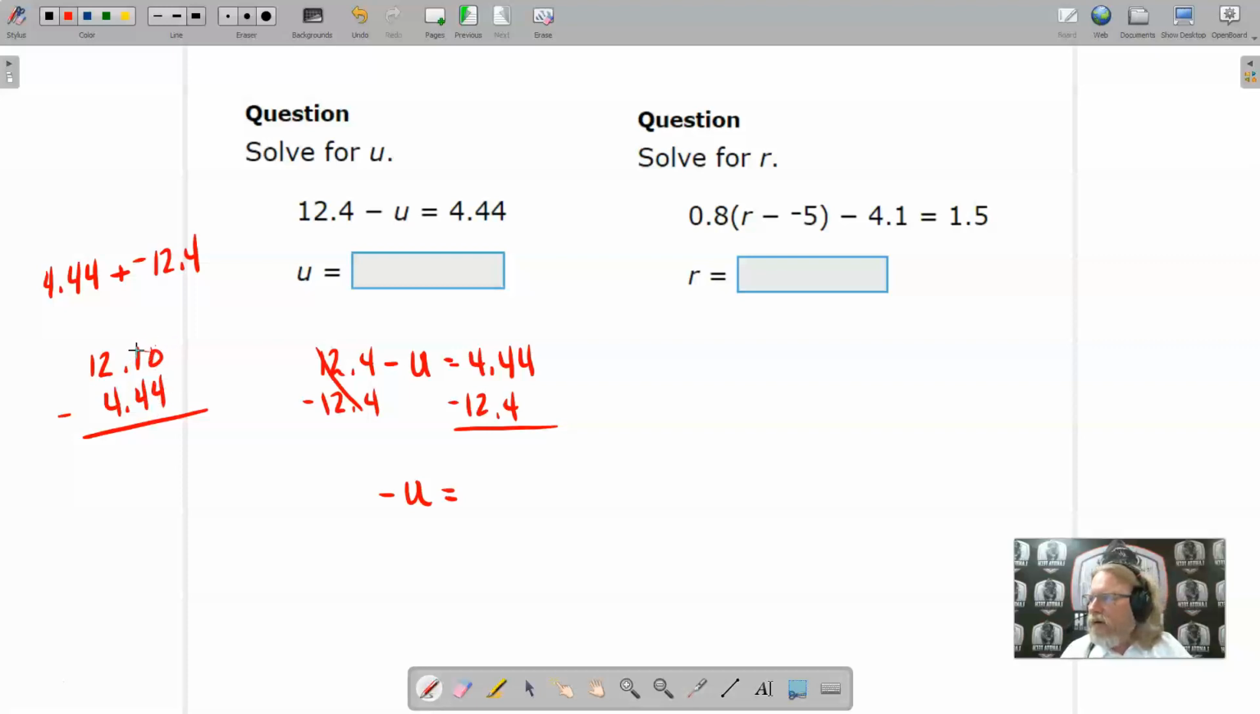We're going to have to borrow, right? This is going to become 0. This will become 10, and 10 minus 4 is 6. And we need our decimal there.